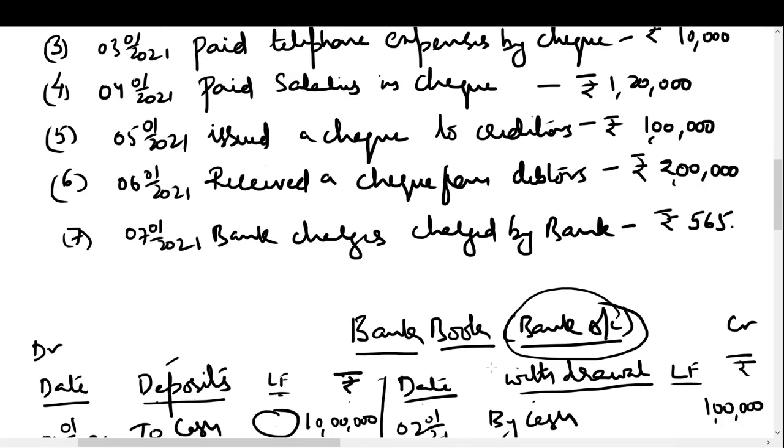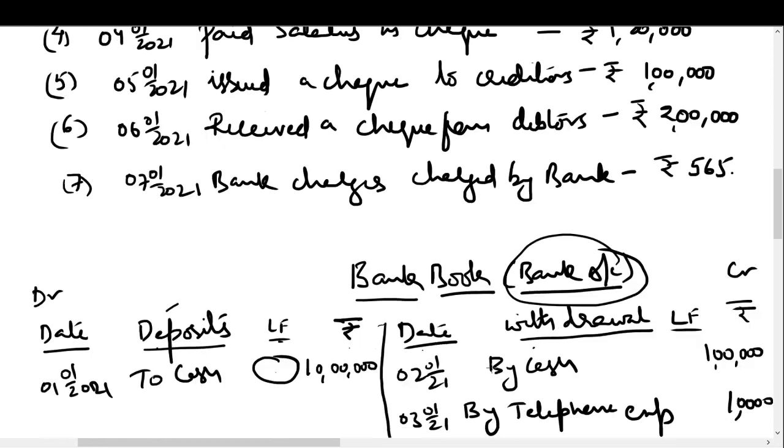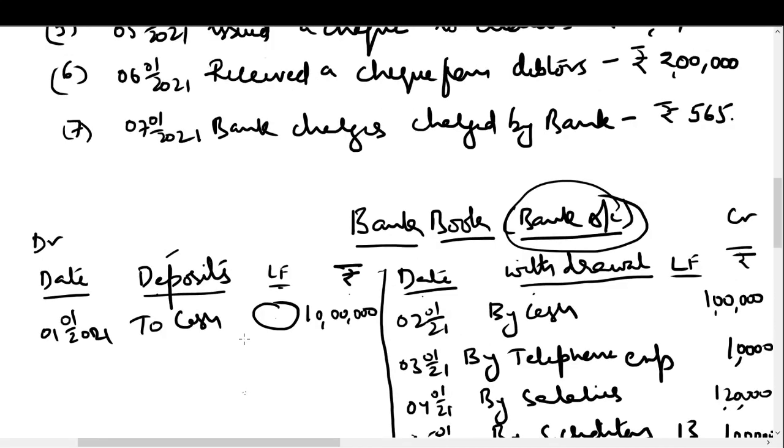Next, I received a check from debtors, rupees 2 lakhs. Now what is happening is we have sold goods on credit earlier to our customers. They owe us money. The due date has come for their payments. We have followed up with the debtors for the money and they are now issuing a check to us for rupees 2 lakh.